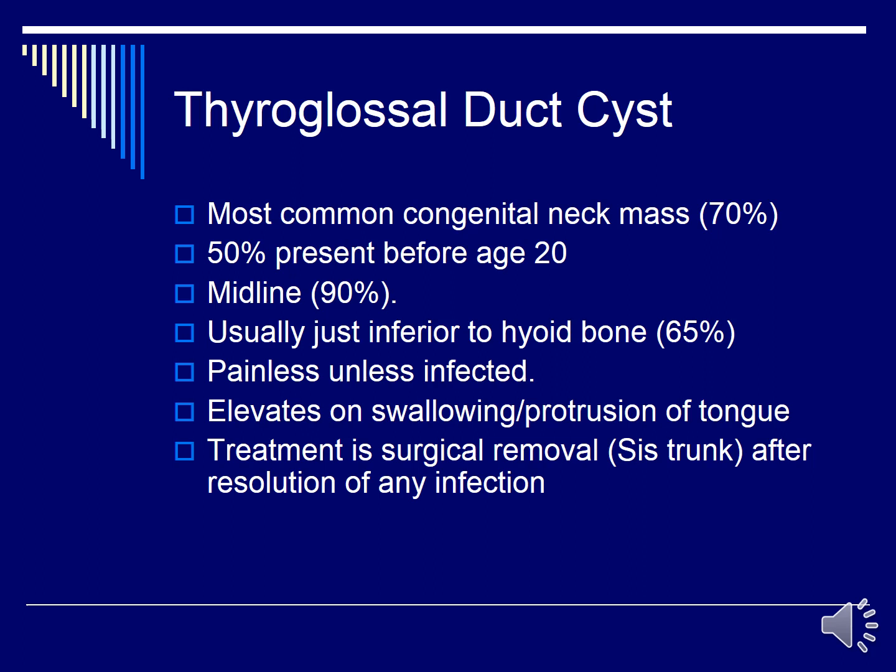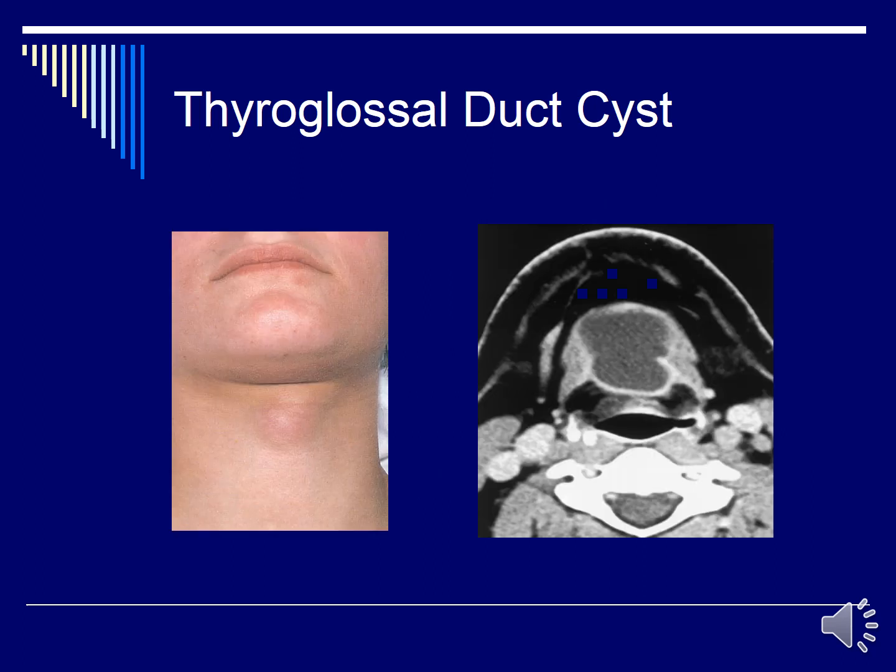It presents as a painless mass that moves with swallowing and protrusion of the tongue. It becomes tender if infection occurs. Treatment is surgical, after resolution of infection, an operation called the Sistrunk operation. This is the diagnosis in the midline, and this is its CT scan.